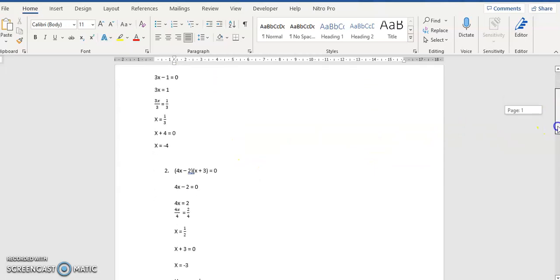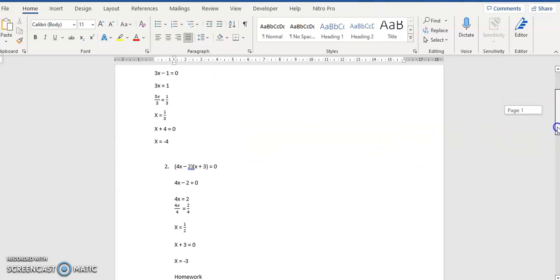Okay, now let's look at the next one. Similar to this one, it also carries 2 marks. So we will say 4x minus 2 is equal to 0. Then you transpose this minus 2 to this side, so it's going to be plus 2. Then you divide here by 4 and this side also by 4. So we are going to get x is equal to 1 over 2.